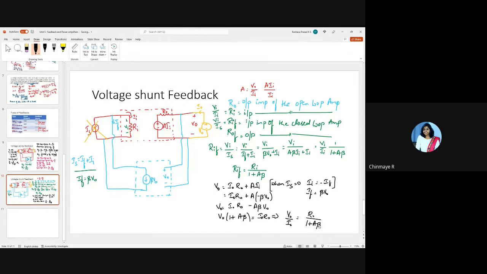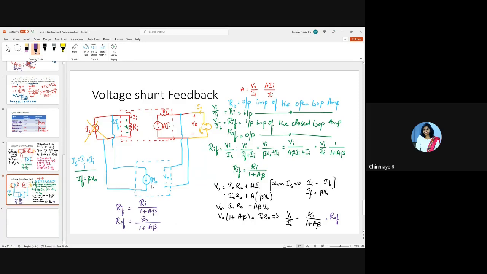So basically in case of a current shunt feedback, I can write both the Rif and Rof. So this is nothing but Rof. So both Rif and Rof decrease by a factor 1 plus A beta.